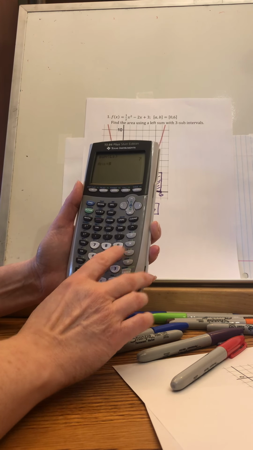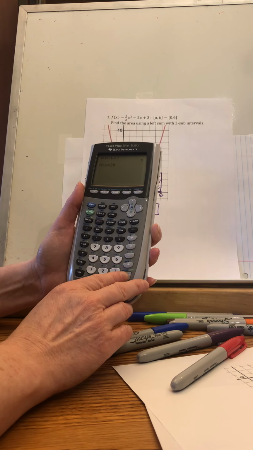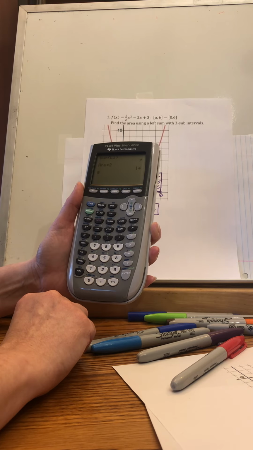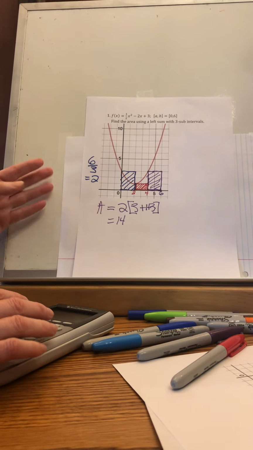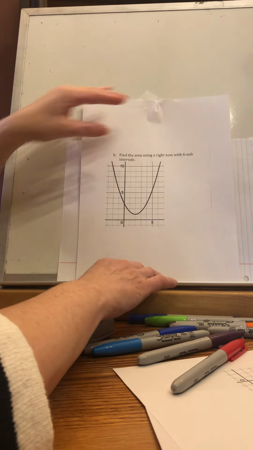Then you can just multiply by the width of whatever your base is. In this case, our base was 2. And we get the total area approximation of 14. That completes the left sum. Next, we're going to do a right sum to show you how a right sum works.